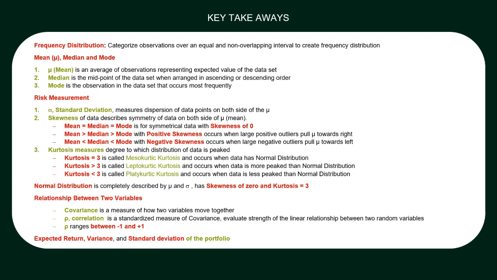As a fourth step, we have defined what is normal distribution. We have also discussed relationship between two variables by defining covariance and correlation, which ranges between -1 and +1. Finally, we have applied the above concepts of expected return, variance, and standard deviation to the portfolio management.